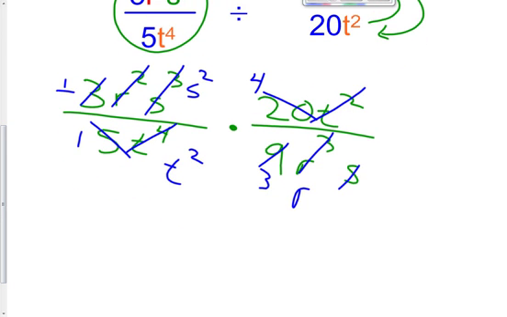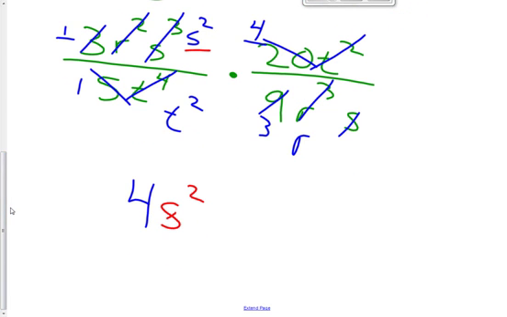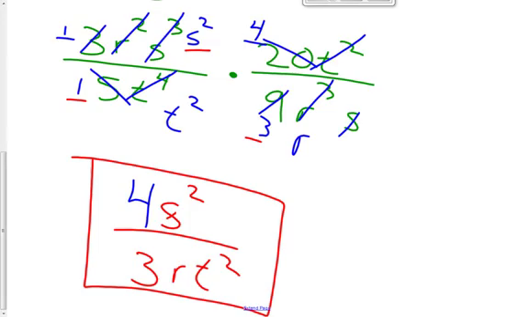We have our coefficients of 1 times 4, which is 4. And as far as any variables are concerned, we have this s squared. So 4s squared is left in the numerator. And in the denominator, we have coefficients of 1 and 3, which is 3. And then t squared r is in the denominator. And usually this is written in alphabetical order, so we'll write r first, because r comes first in the alphabet, and then t squared comes next. So 4s squared divided by 3rt squared.